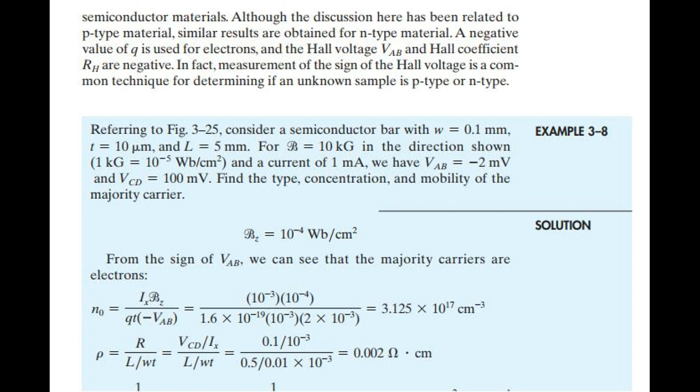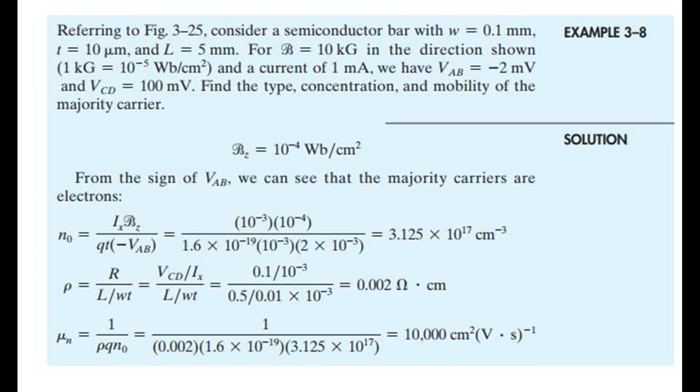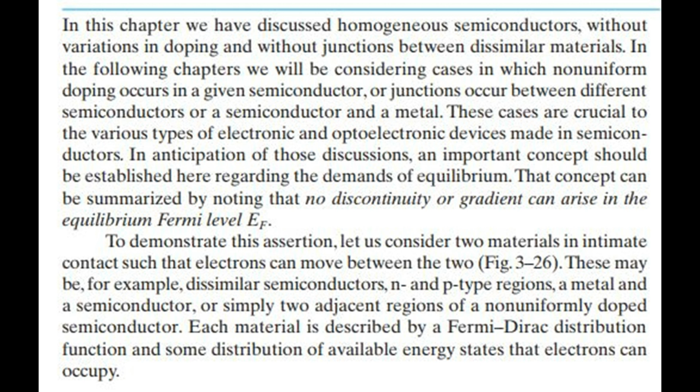In this chapter we have discussed homogeneous semiconductors, without variations in doping and without junctions between dissimilar materials. In the following chapters we will be considering cases in which non-uniform doping occurs in a given semiconductor, or junctions occur between different semiconductors or a semiconductor and a metal. These cases are crucial to the various types of electronic and optoelectronic devices made in semiconductors. In anticipation of those discussions, an important concept should be established here regarding the demands of equilibrium. That concept can be summarized by noting that no discontinuity or gradient can arise in the equilibrium Fermi level EF.